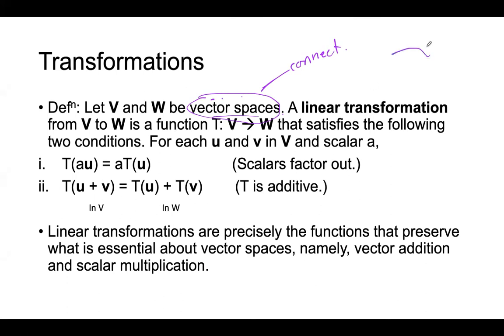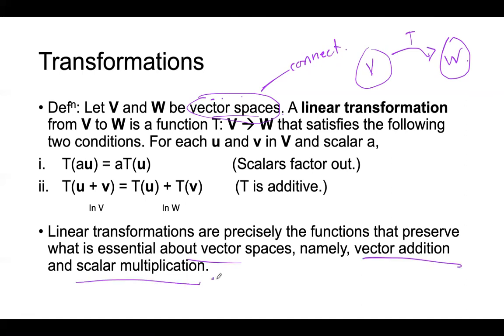So a linear transformation from V to W is a function from V to W that satisfies these conditions: scalars factor out and it's additive. Vector spaces have some properties, and there are also subspaces, but we're not getting too deep into this. Linear transformations are precisely the functions that preserve what is essential about vector spaces, mainly vector addition and scalar multiplication.